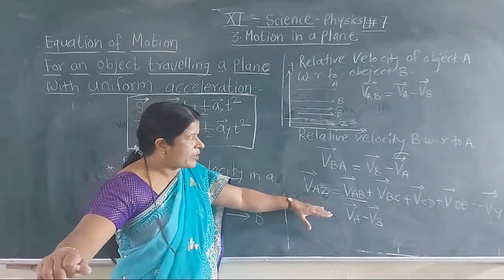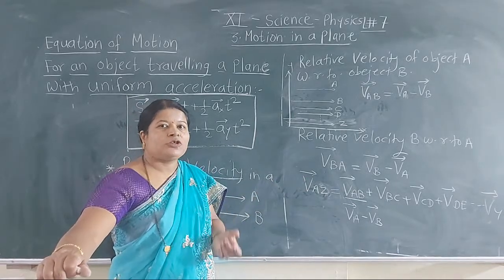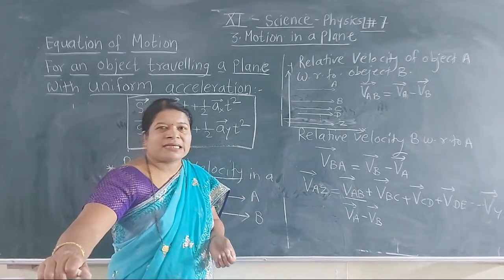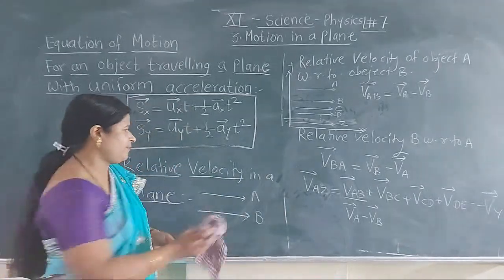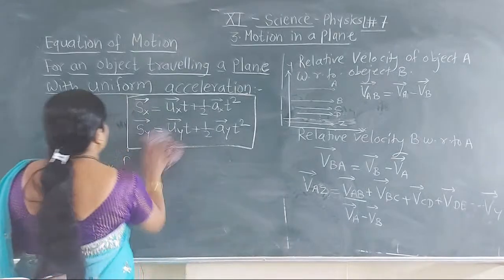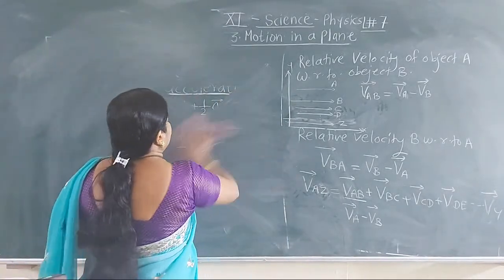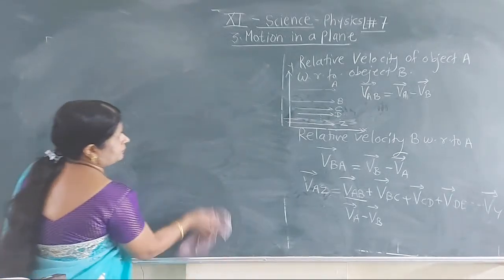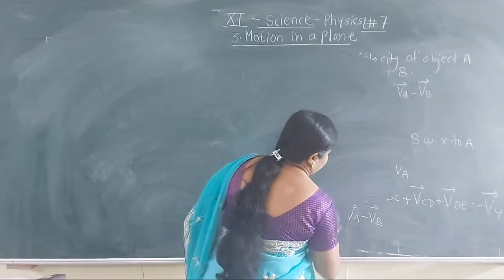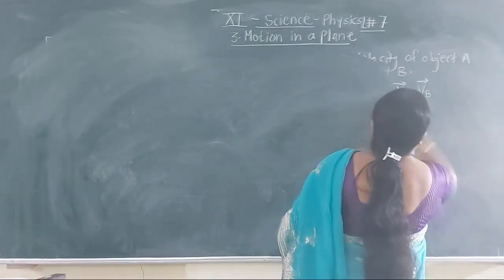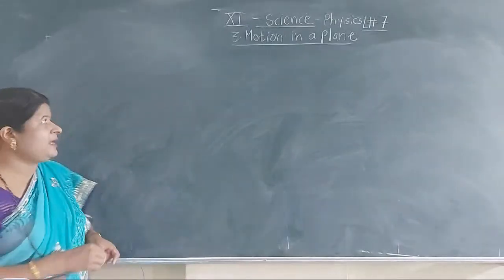Up to this point, this is the last point of an object moving in a plane. The next new point is the projectile motion of an object. So the next point, projectile motion.